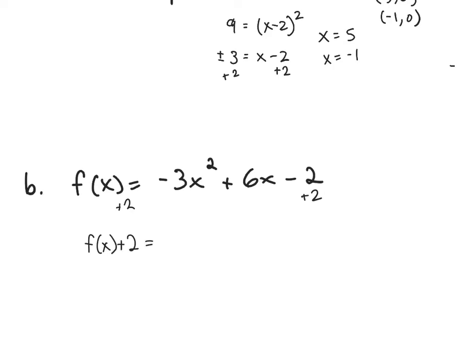Now this one's a little different because it has a leading coefficient that's not 1. So this next step, you want to factor out this leading coefficient of these two terms now, because remember, this term is gone. We added it to the other side. So if I factor out a -3, that's going to leave me x squared minus 2x. And you only factor out the leading coefficient. You don't factor out the x.